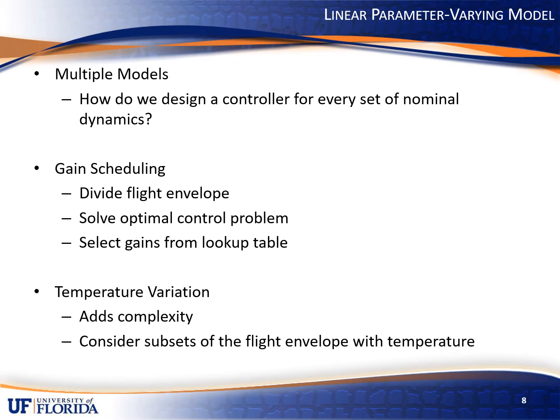If we're using all of these different nominal matrices and switching them in and out to reflect nominal dynamics, how can we determine the controller to use for each set of dynamics? Well, our inspiration here comes from traditional gain schedule based approaches in which the flight envelope is divided up and an optimal control policy is determined for each segment of the flight envelope. And a lookup table is used to determine what the optimal gain is within each of the segments.